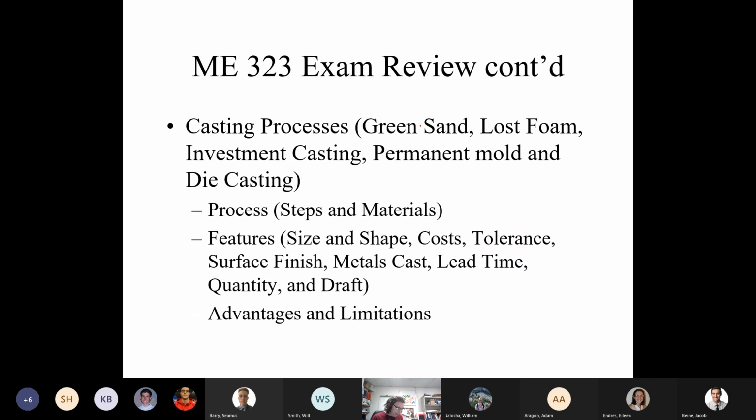Okay, so for the 5 processes, it's really important to be able to know the process, the steps, the materials, how do we make the molds, how do we make the pattern, how do we remove the part from the mold, the features like size and shape, costs, the various cost, tolerance, lead time, cycle time, quantity, draft. So again, a lot of that goes back to that sort of high, medium, and low. And then for each process, have in mind what the advantages and limitations are for that process.